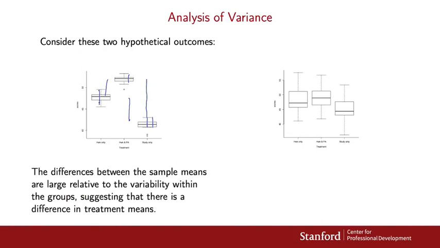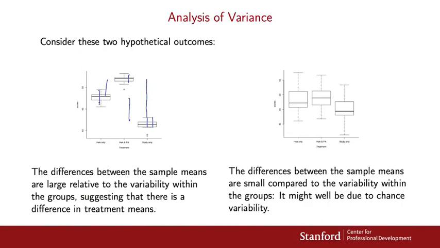So this suggests that there's evidence that the means in the 3 groups are different. In contrast, in the situation on the right display, we see that the differences in the means is quite small compared to the variability within each group. This suggests that the differences in the mean may simply be due to sampling variability.